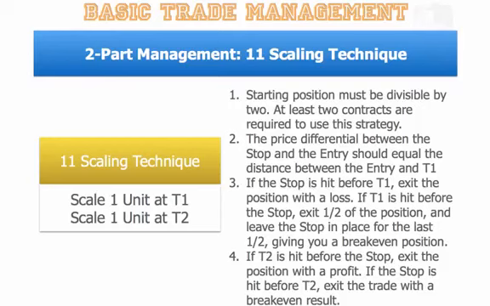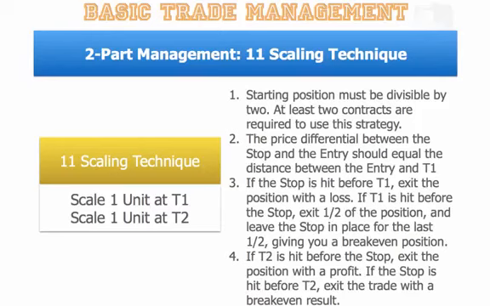Number 2, the price differential between the stop and the entry should be equal to the distance between the entry and the first target. So your stop away from the entry should be the same distance as your target from the entry. And again, it's this symmetry that allows you to remove that risk once that T1 target is reached.